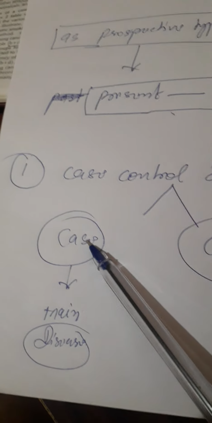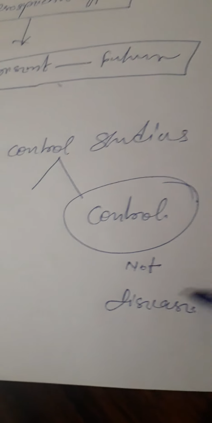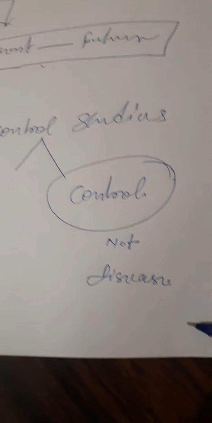So in the case group, we focus our study only on that particular thing. The control is only for reference. It does not have the disease condition. Okay.